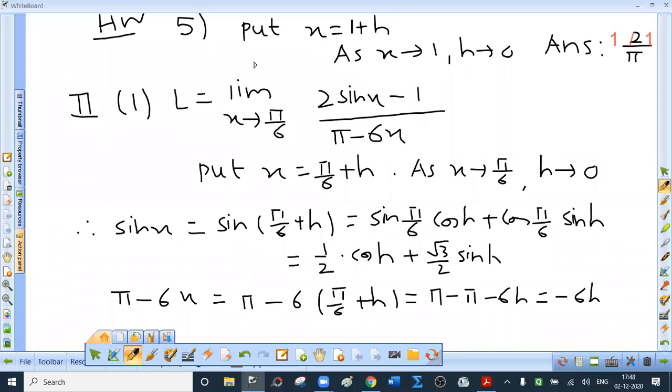Fifth is for homework. As x tends to 1, here you have to put x equal to 1 plus h. As x tends to 1, h will tend to 0. What is the answer? 2 upon pi.